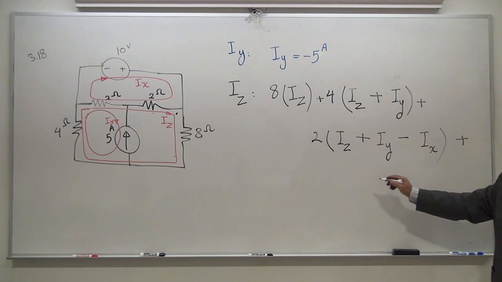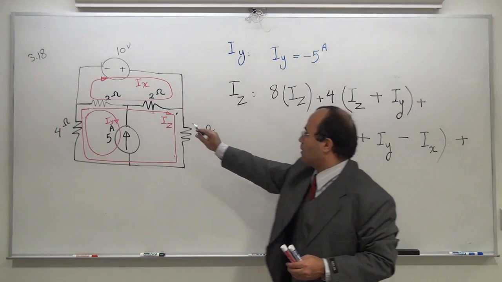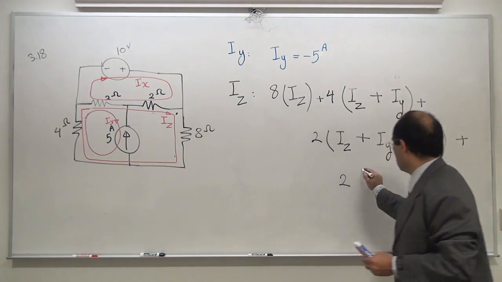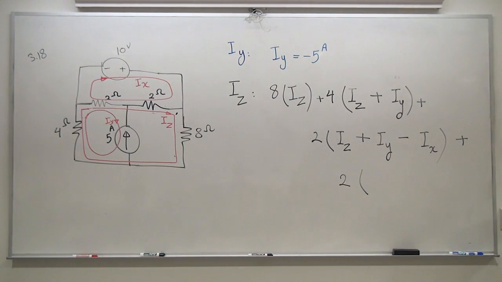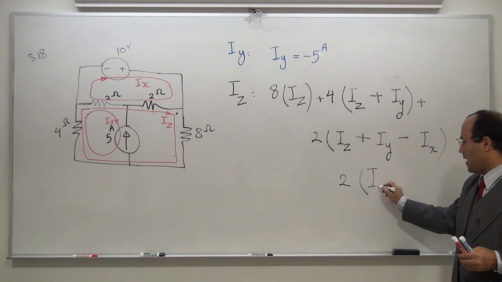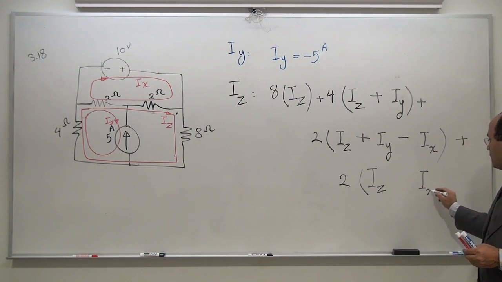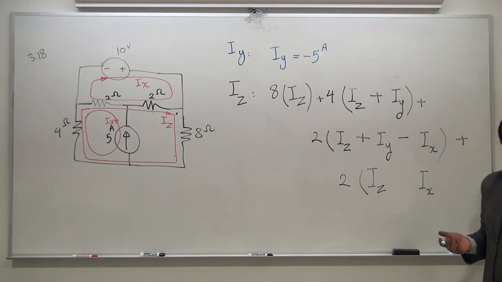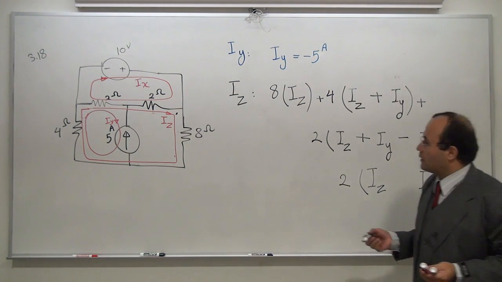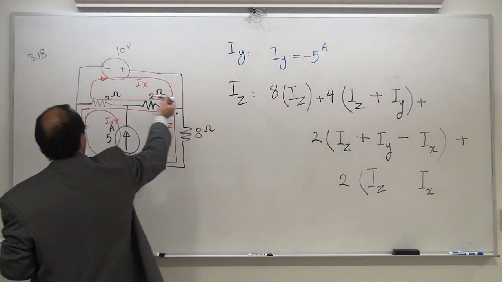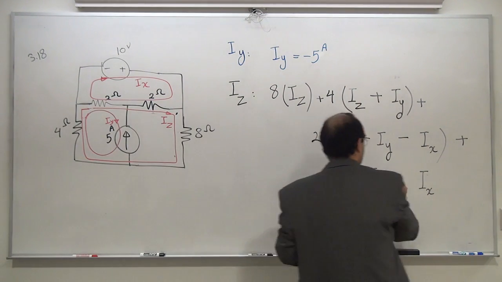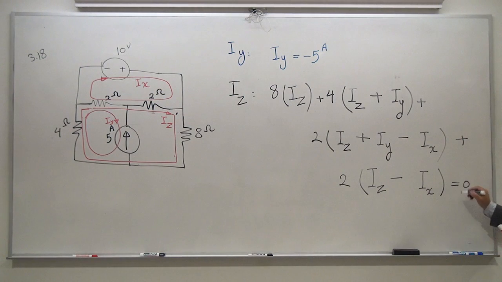Plus, let's go to the next and final 2 ohm, this 2 ohm. Obviously, IZ remains the master for the entire equation, and I have IX, but I need to see if they are opposing or not. In this case, IZ is going this way, IX is going this way, so it's going to be IZ minus IX equal to 0. I'm done with loop Z, which was a big and more challenging loop to do.